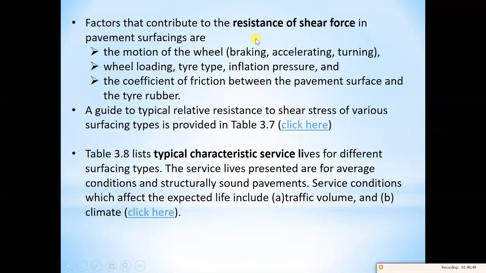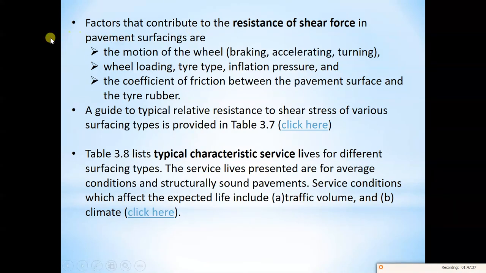So the factors that contribute to the resistance of shear force in the pavement. The place that has a lot of shear force happening is mostly at the intersection, or at the cornering, when you go around a bend of the road, there is a lot of shear. The car, when they get near to a curve, a bend, will probably stand on the brake to slow down and then accelerate out of the corner as well.